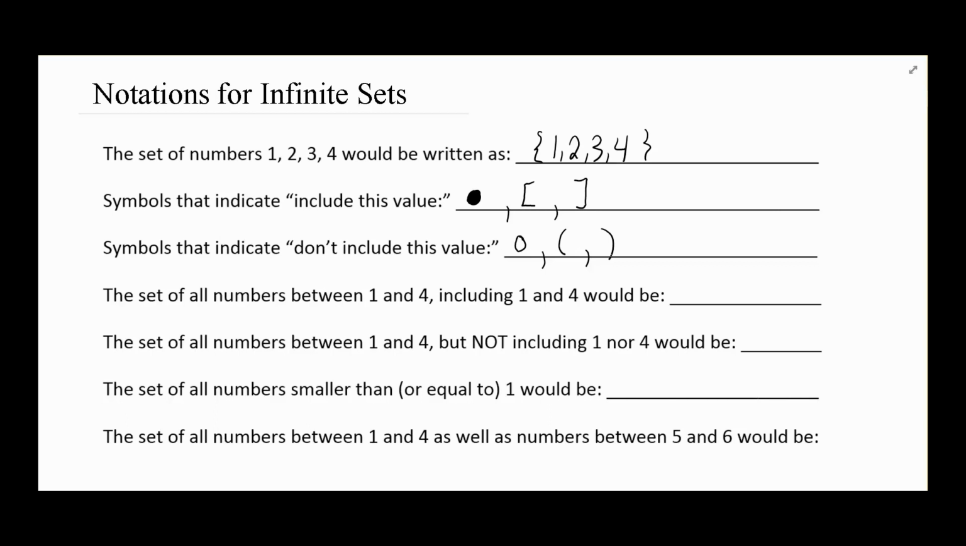So we're going to use the open circle on the number line and parentheses with interval notation to mean this value is not included. So if I wanted to list the set of all numbers between 1 and 4, including 1 and 4, we'd write that with a bracket with the 1 and a bracket with the 4 and a comma in between. Now, order does matter. We list the numbers as they'd be on the number line from left to right, so the smaller number first, followed by the larger number.